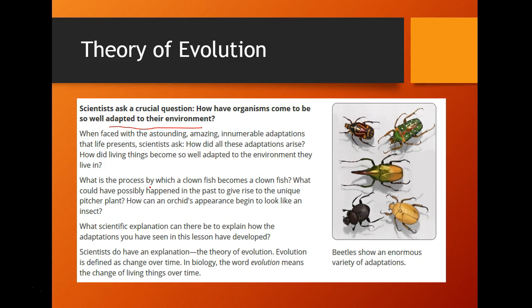Because as we all know, even though we haven't lived for a very long time, the environment doesn't always stay exactly the same. So we ask questions like, how did all of these adaptations arise or come about? And how do living things become so well adapted to the environment that they live in? When we talked about the clownfish, how did the clownfish get that mucus? What could have possibly happened in the past to give rise to the unique pitcher plant, remember, that had that shape like a pitcher, or that orchid to give an appearance like that insect?